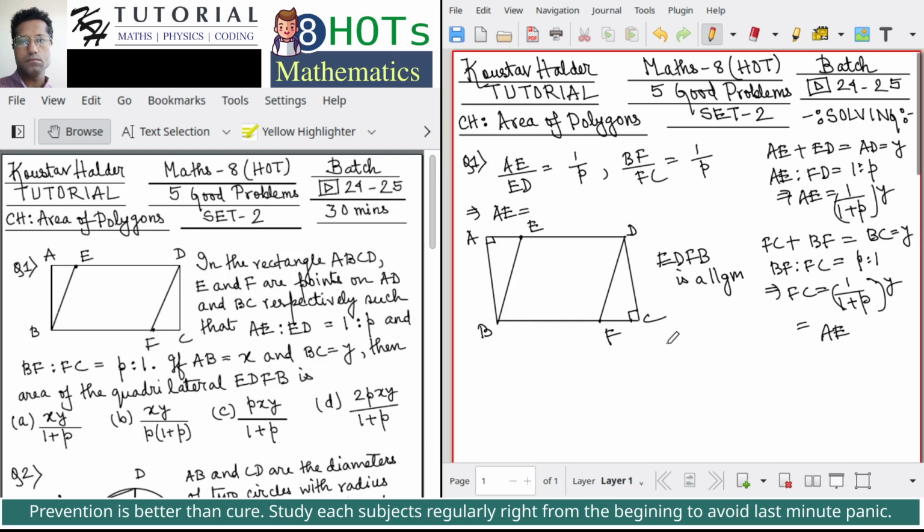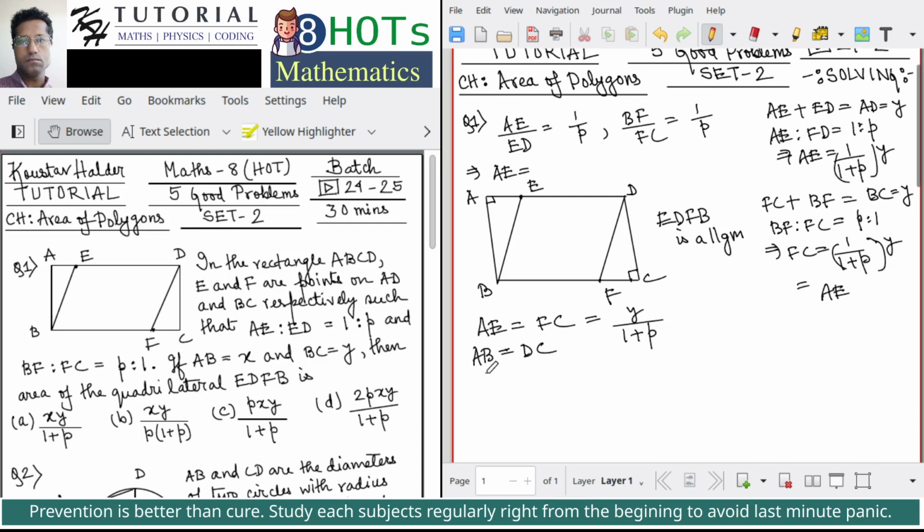At the moment I am not familiar with the formula for finding the area of a parallelogram. So I will solve it this way. I will find the area of the triangles AEB and DFC. Please note that AE is equal to FC, which is equal to Y upon 1 plus P, and also AB is equal to DC, since ABCD is a rectangle and AB and DC are opposite sides.